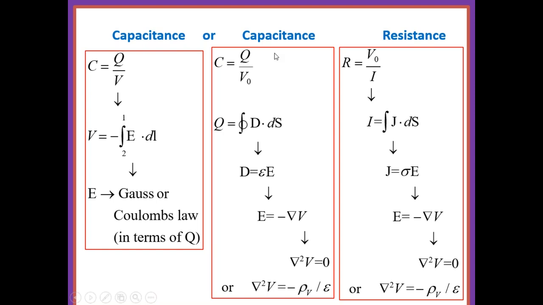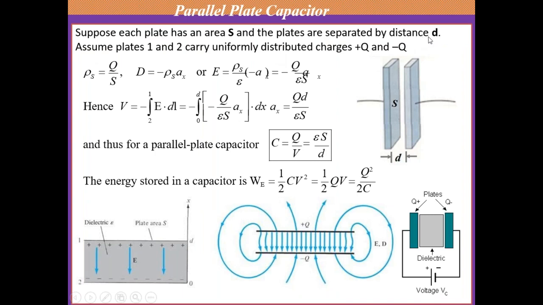Suppose each plate has an area S and the plates are separated by distance d. Assume plates 1 and 2 carry uniformly distributed charges plus Q and minus Q, and thus for a parallel plate, each plate has an area of S. The whole of this area is S, and the whole of this one is S. So the energy stored in a capacitor is given by this.